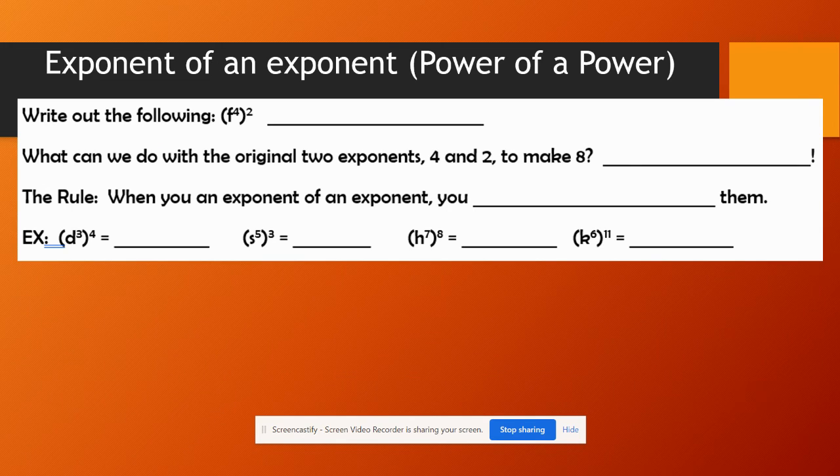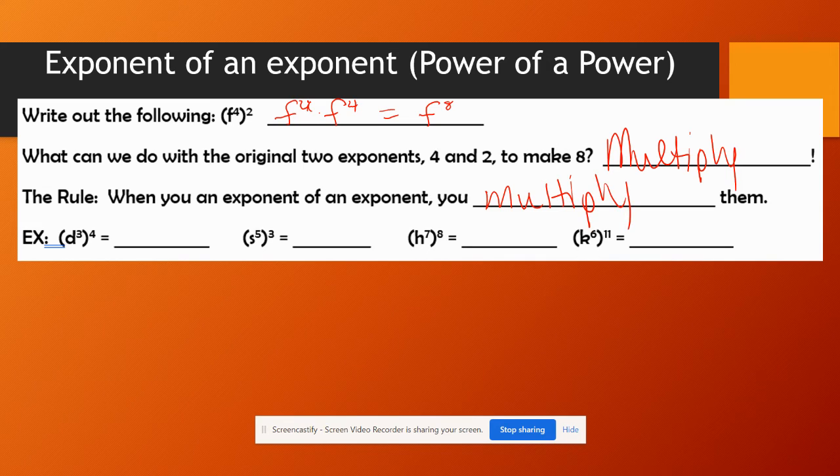Exponent over exponent, or power of a power. If we wrote out this expression, f to the 4th squared, we would have f to the 4th twice. Then, according to the last rule that we just made, we would add the 4s, so 4 plus 4 is 8. What could we have done with the original two exponents of 4 and 2 to make 8? Well, we could have multiplied them. So the rule is when you have an exponent of an exponent, or a power of a power, you multiply them together.